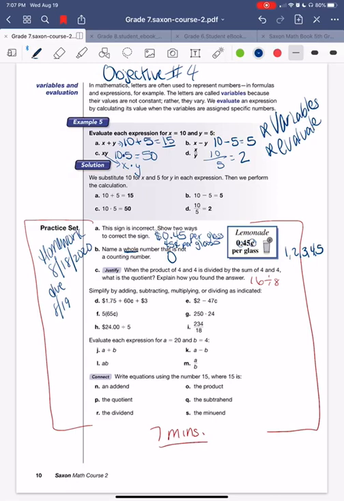All right. C says, when the product of 4 and 4 is divided by the sum of 4 and 4, what is the quotient? Explain how you found your answer. The product of 4 and 4 says we should say 4 times 4, which is 16. And this is going to be divided by the sum of 4 and 4, which is 8. So 16 divided by 8 means our answer is 2.